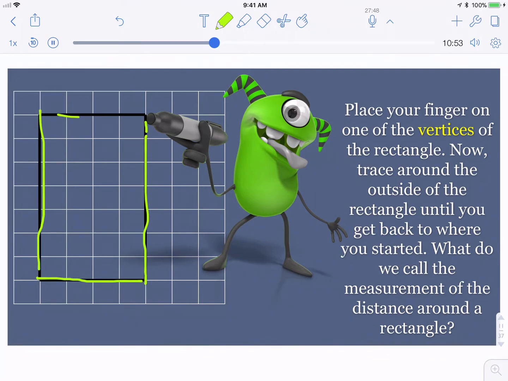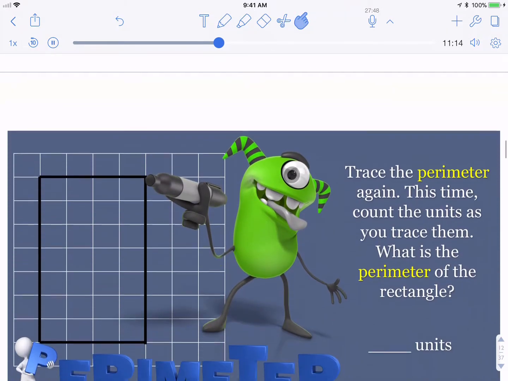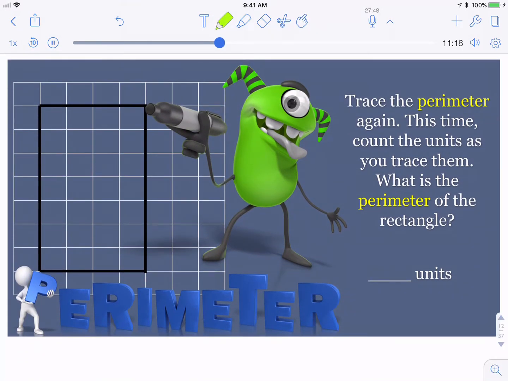What do we call the measurement of the distance around a rectangle? What is that called? When I measure the distance around the rectangle, what is that called? Okay, so trace the perimeter again. So if you didn't get that last time, it's called perimeter. So we're going to trace the perimeter again. This time, we're going to count the units as we trace them to find out what the perimeter of the rectangle is. So I'm going to start.